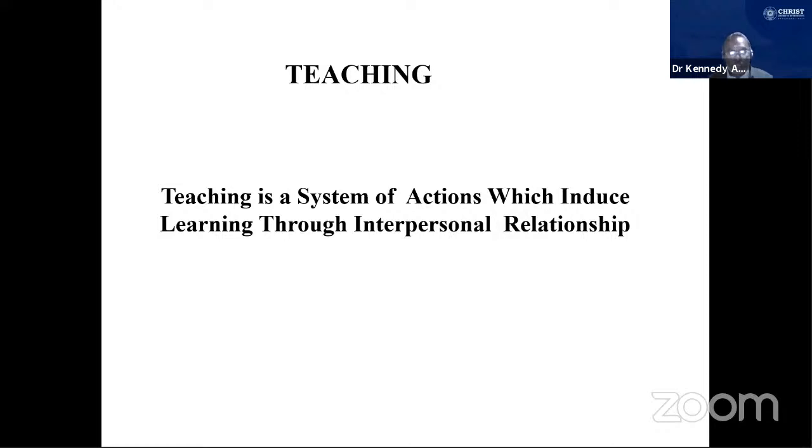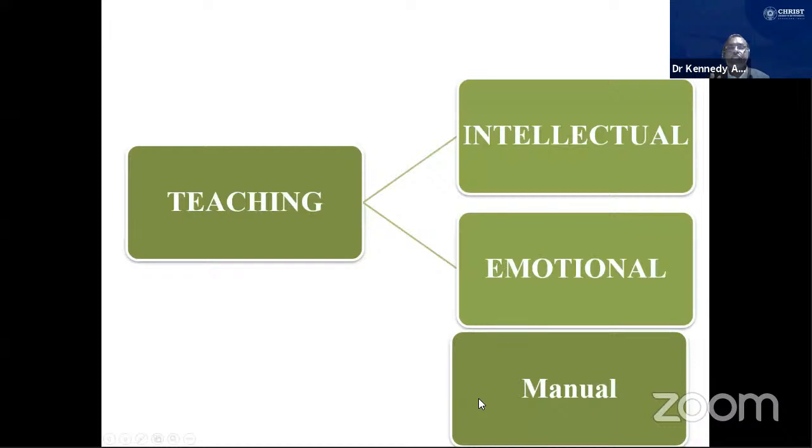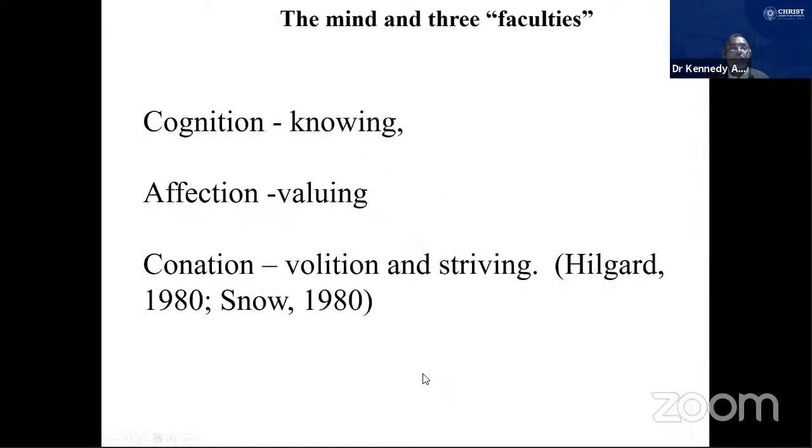Think about it. Because teaching is intellectual, emotional, and involves skill, what I call manual. So it involves cognition, affection, and it talks about the will and commitment, the volition and striving to put all that together. So all these dynamics happen, and today, in fact, these things are not new, right?